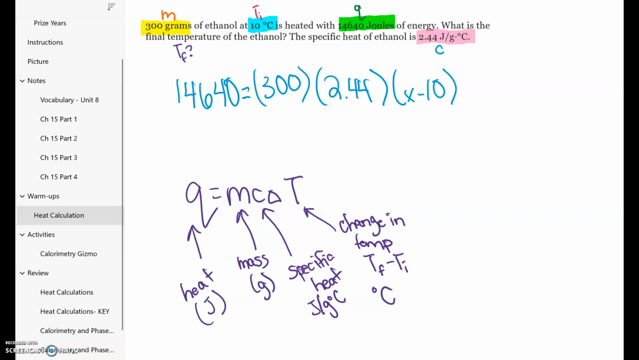And then you would just solve for X, right? You would multiply those two together, sorry, and then divide by what that comes to be. And then opposite operation, so this is subtracting 10, you should be adding 10. I think it was 30, but I'm going to double check. It is 30 degrees Celsius would be your answer there.